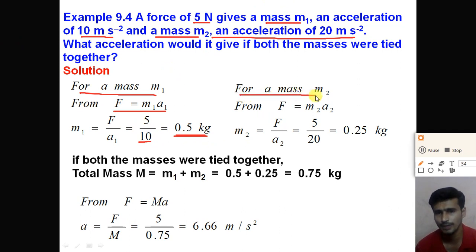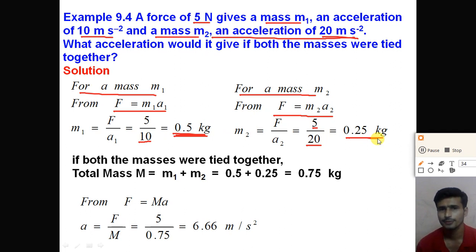Now for the mass m2, F is equal to m2 into a2. The same force is applied on m2. So m2 is equal to F divided by a2. Here the force is again 5 Newton, but the acceleration produced on the second object is 20 meter per second square. So 5 divided by 20, we get 0.25 kg. So we get the masses of both objects: m1 is equal to 0.5 kg and m2 is equal to 0.25 kg.